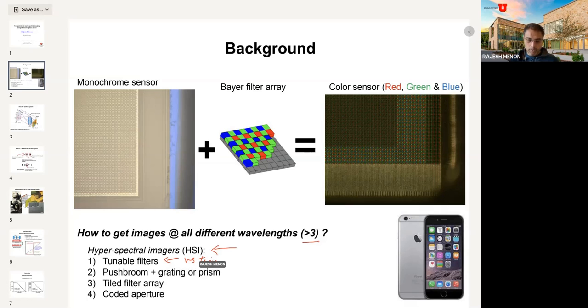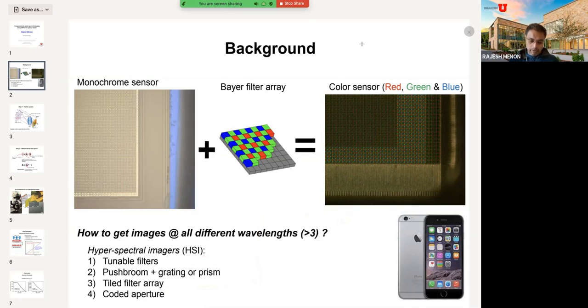Or the push-broom plus grating or prism. I won't talk too much about this. Tiled filter array, which is basically taking this idea. This one has 2x2 filters, and maybe you can make that bigger. So you can do 5x5, so you get 25 wavelengths, right? Here I'm getting 3 wavelengths out, but I have 4 channels here. Here, maybe I can get 25 wavelengths out. And there are coded aperture ideas, which I won't talk about either.